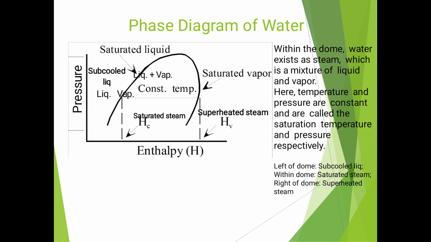Next, phase diagram of water. The phase diagram is plotted between pressure and the enthalpy H. Within the dome, that is the curve, water exists as steam, which is a mixture of liquid and vapor. Here the temperature and pressure are constant and are called the saturation temperature and pressure. Left of the dome is known as subcooled liquid. Within the dome it is known as saturated steam, and right of the dome it is represented as superheated steam.